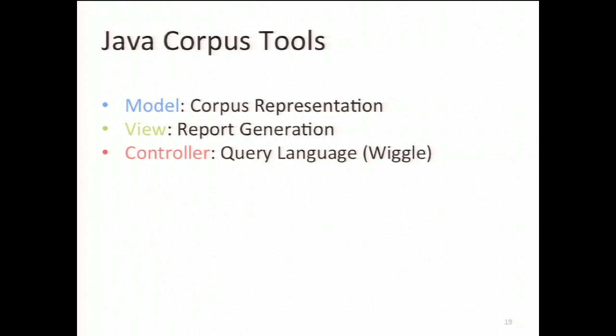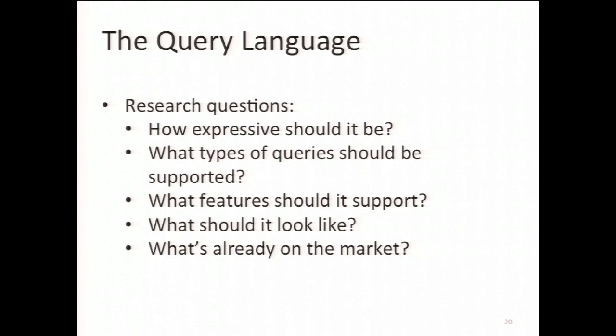So this tool consists of a backend, a database where we store the corpus, a report generation that is obviously a little bit broken, and soon to come a query language that Raoul calls Wiggle. I actually don't know where he got that name from. And the query language is the part that is least finished.